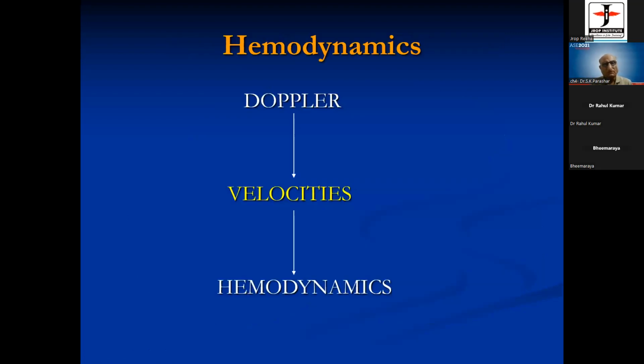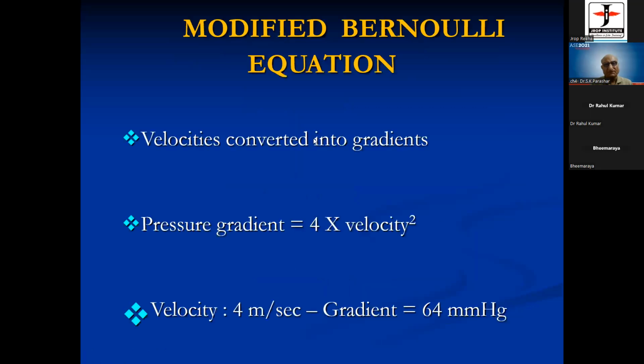Now, why we told you velocity is important, because Doppler measures velocities. And if your velocities are wrong, use the maximum velocity. This is the reason, because the velocities are converted into gradients, always stress on getting the maximum velocity.